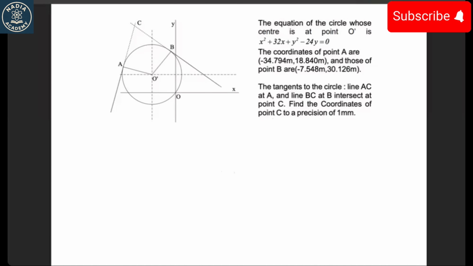Today we have the following question to solve. Let's first read it and try to understand it, and then we will find the solution.